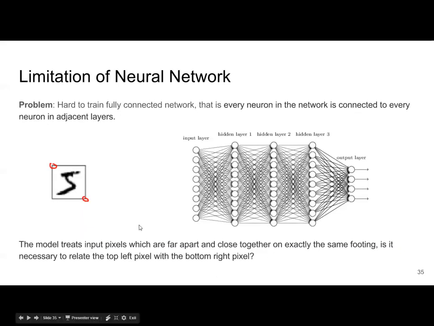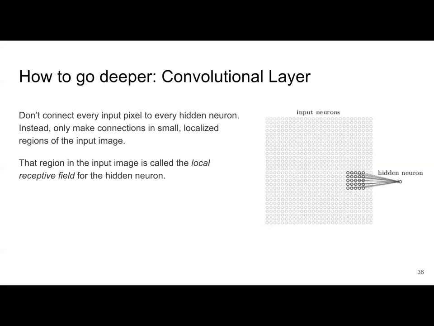So, continuing, look at the top left and the bottom right. You can see that because all the inputs are connected to the adjacent layer, the model actually treats the input pixels exactly on the same footing. But is it necessary to relate the top left pixel with the bottom right pixel? Probably they're not so closely related. With that inference, we can improve this neural network. There's still some place we can improve.